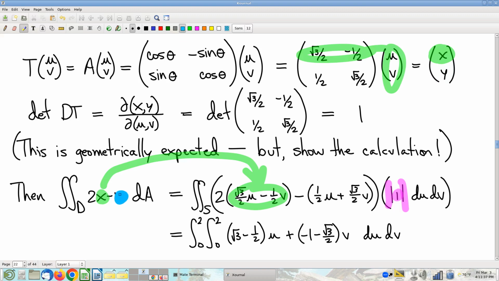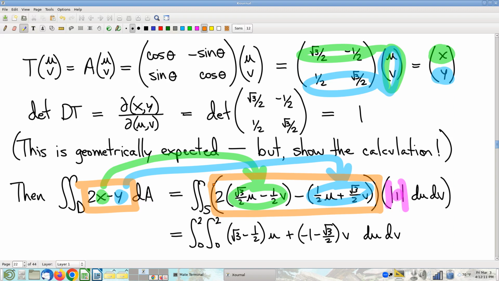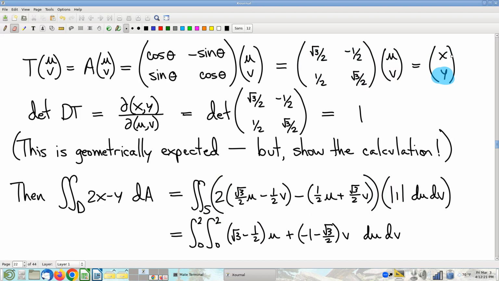Likewise, what is this y right here? Well, y is, again, part of what the change of variables function tells me, and it's this thing right there. So when you're doing the plugging in, note the change of variables function itself tells you exactly what to plug in for x and y, or whatever your variables might happen to be. So altogether, the original integrand 2x minus y turns into all of this, 2 times that thing minus that thing. We got our stretching factor inserted, and our new integral is found.